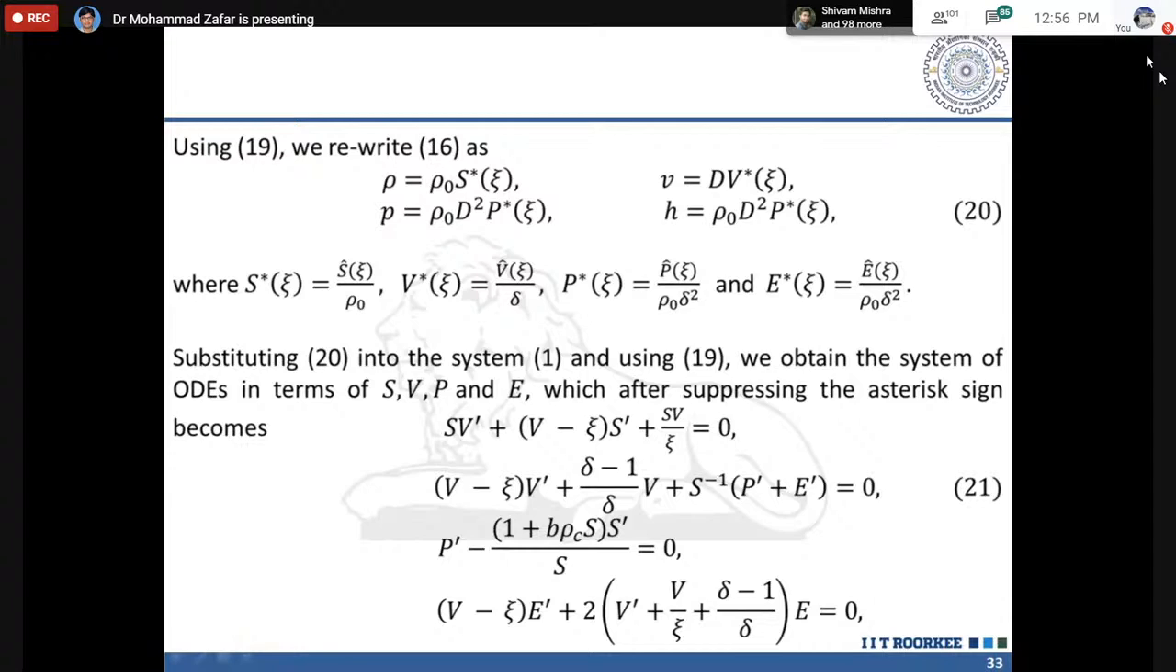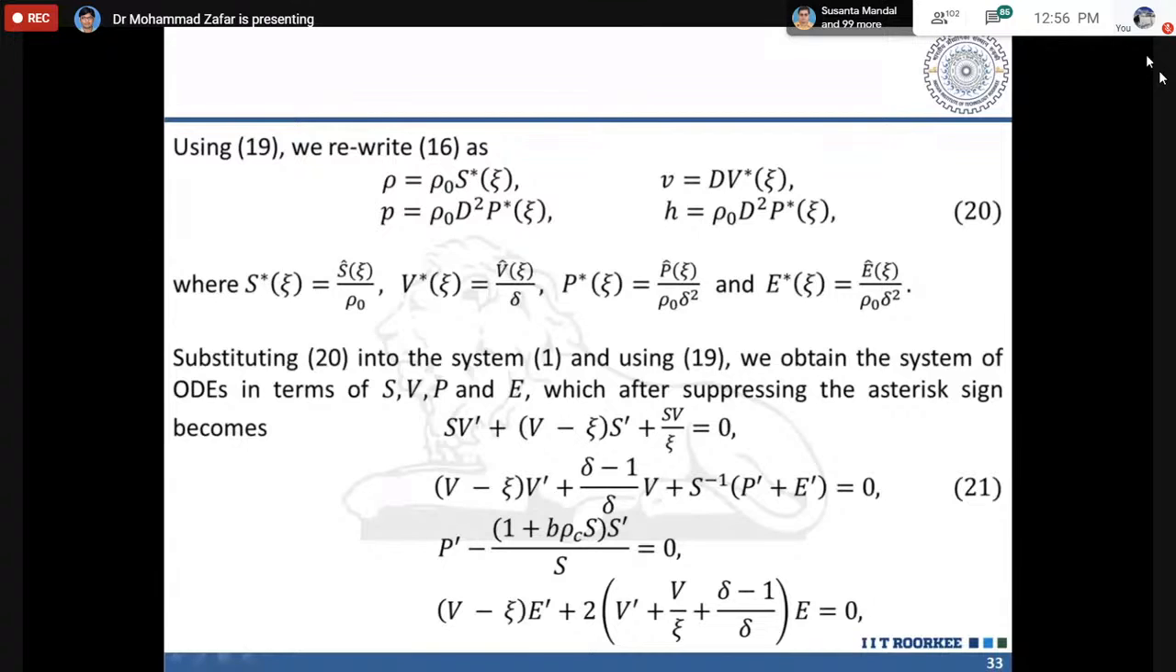So this is the beauty of this method: the system of 4 PDEs is changed to a system of 4 ODEs, ordinary differential equations, given by equation number 21. This is a non-linear system of ODEs. No, it's not linear. So this is non-linear.